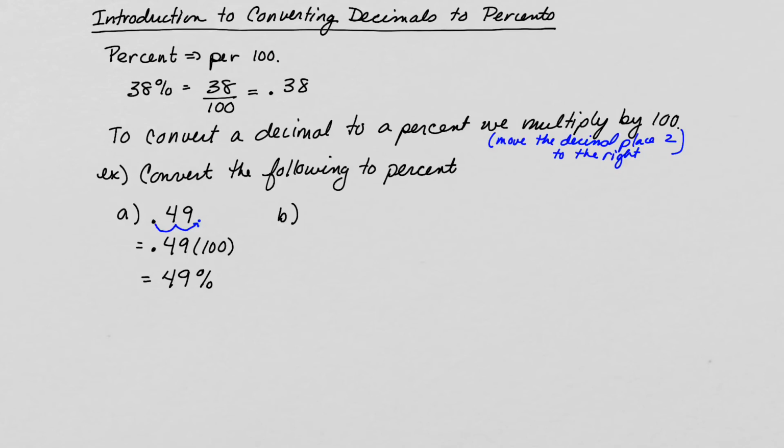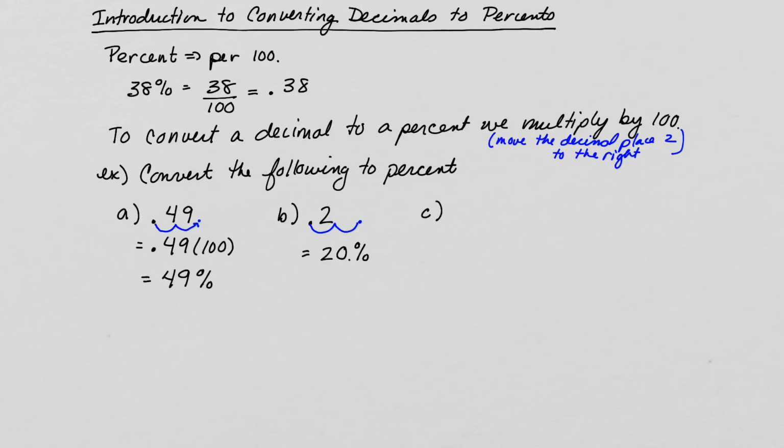So here's a couple more examples. So maybe we have 0.2. So again, we're going to move 1, 2 spots to the right. So in this case, that's going to become 20. And I need to add that percent sign. You could put a decimal point at the end of 20. You don't have to because there's no other numbers after that.